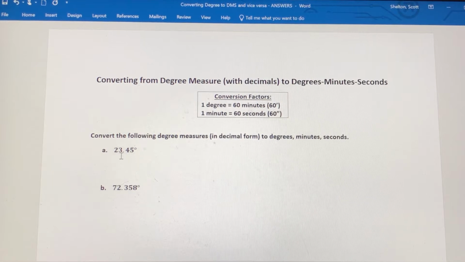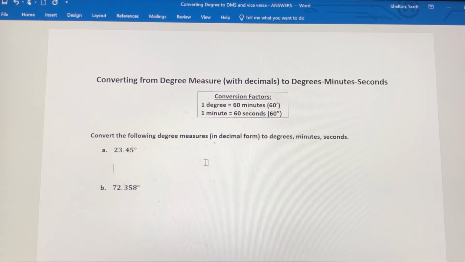So the first thing we've got here, we've got 23.45 degrees, okay? So we have 23 full degrees, and then we've got this part of another degree, okay? So we're between 23 and 24 degrees, all right? So my answer is going to have 23 degrees. The question is, what is 0.45 in terms of minutes and seconds? And I'm going to use these conversion factors to help me get that, okay?